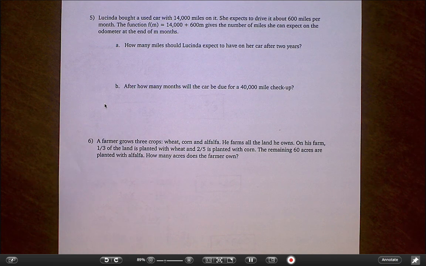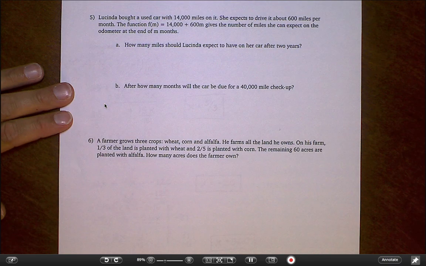So number 5 is a very typical word problem that you're going to find on your worksheets, on your tests, on the SAT, all over the place. It tells you this little story about Lucinda buying a car. She expects to drive 600 miles per month. And then it gets to the important stuff.